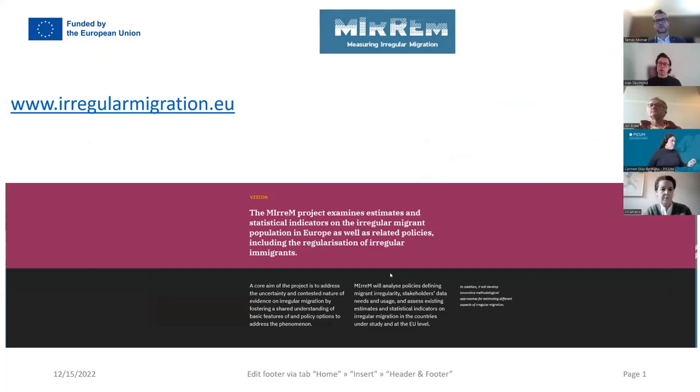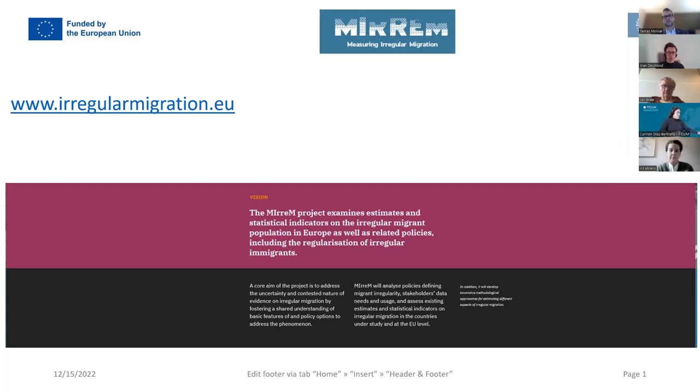So what are we doing in this project? The project is, first of all, funded under the Horizon Europe program of the European Union. It will take place for 3 years and will focus on two aspects that I already mentioned before: first, the quantitative aspect of irregular migration, and second, regularization. I just show you here the link. We launched a temporary provisional website today, so you can have a look at it and also find more information on the project.